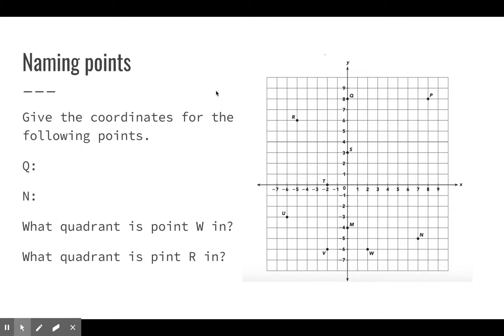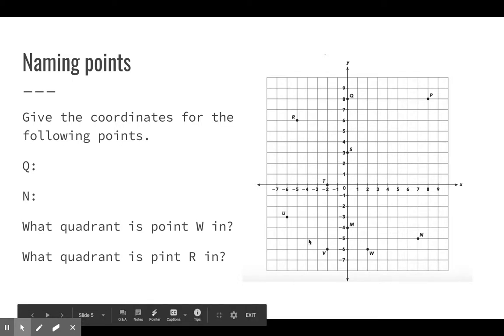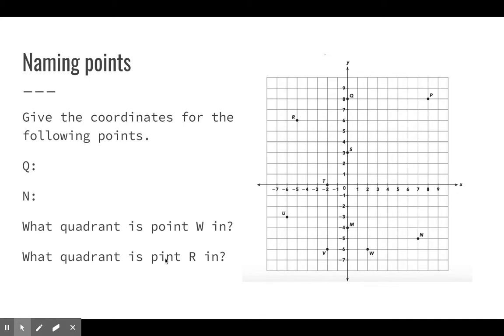So now let's talk about naming points. Remember, we joked, the points don't have names like you or I, Karen, Stephanie, etc., but we name them according to their coordinates. What I'd like you to do is see if you can come up with the names for point Q and for point N. And then I'd like to know what quadrant point W is in and what quadrant point R is in. I just noticed a spelling error and I apologize for that.